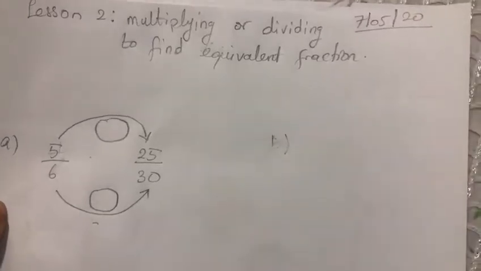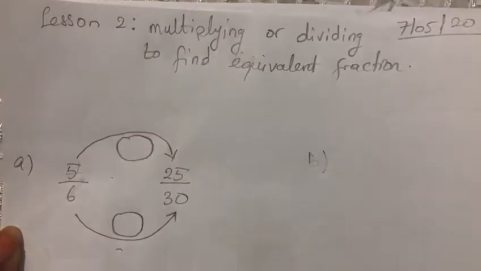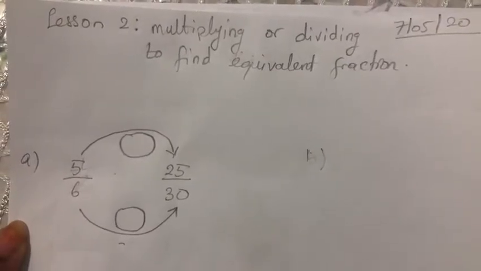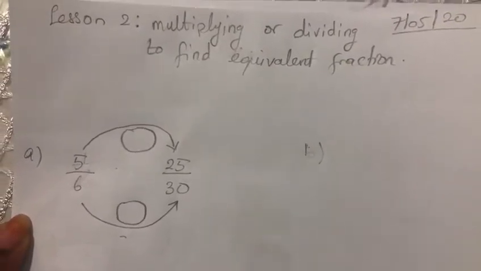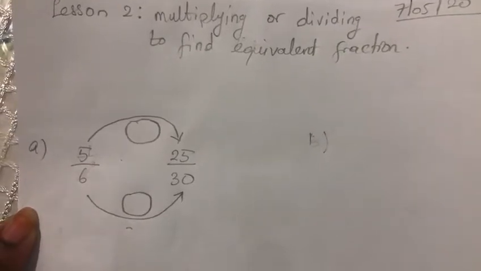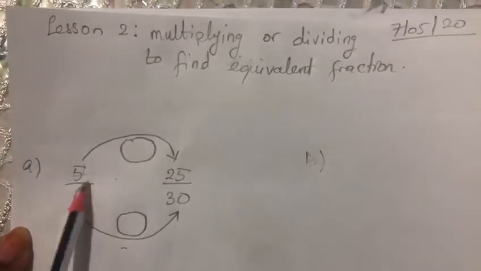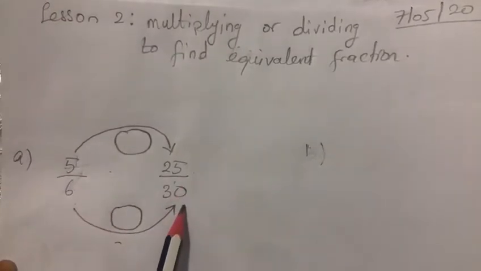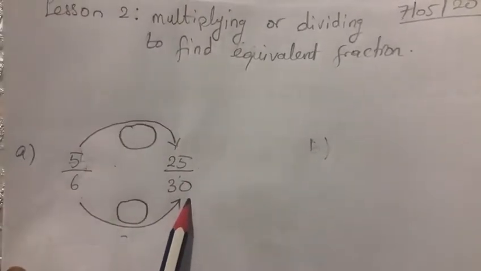Welcome back, guys, to our lesson 2, multiplying and dividing to find equivalent fractions. So we are going to either multiply or divide to find equivalent fractions. We have been given 2 fractions. So we have 5 over 6, we have 25 over 30.